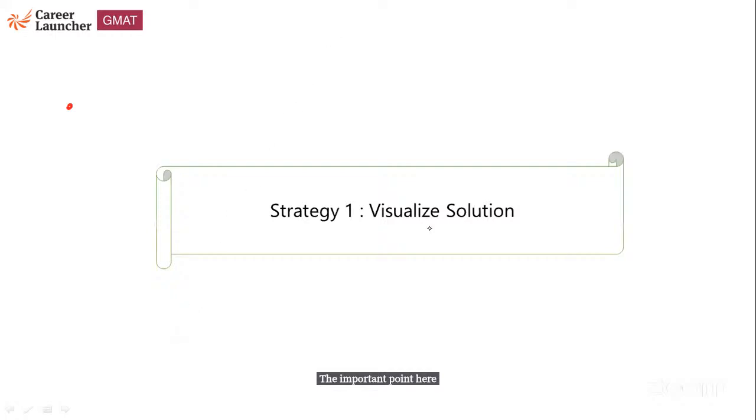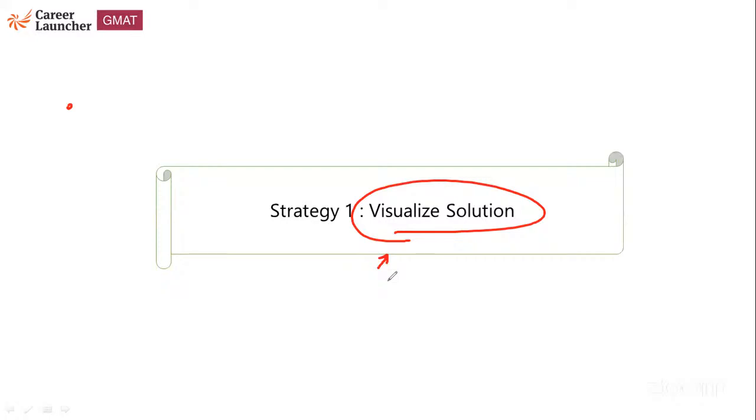visualize. A lot of questions you'll have to visualize on the number line. So try visualizing the solution. If you can visualize, you can save a lot of time, and you'll be closer to the correct answer.